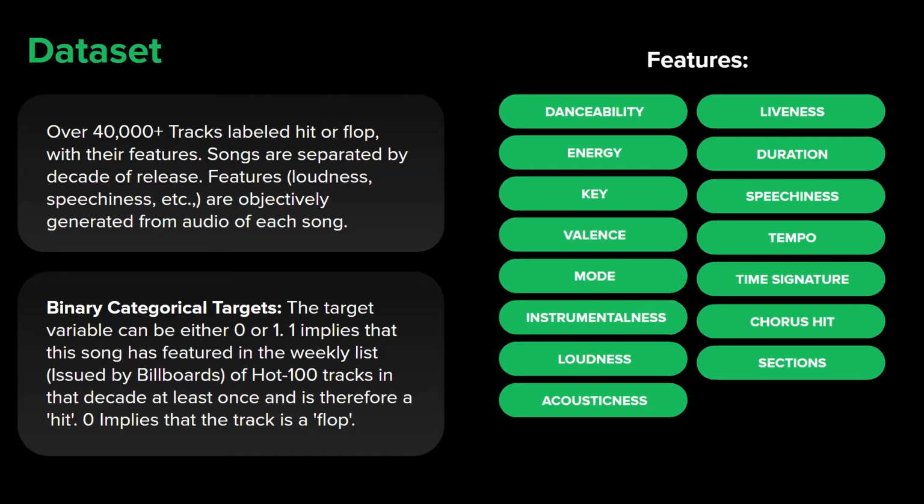In terms of our target, it is purely binary. A variable can either be 0 or 1. 1 implies that this song was featured in Billboard's Hot 100 tracks of that decade at least once, and that means that song is a hit. If that target is a 0, that implies the track is a flop.